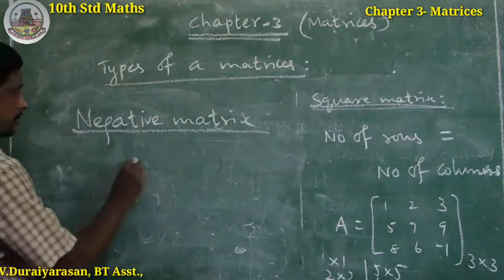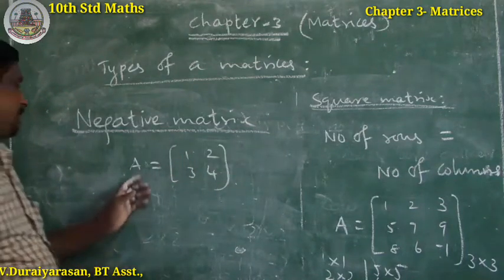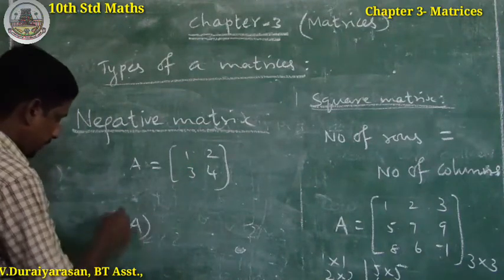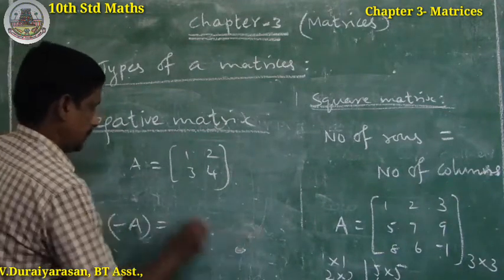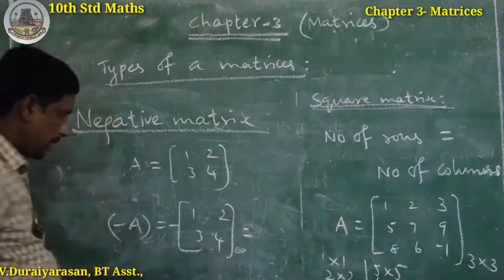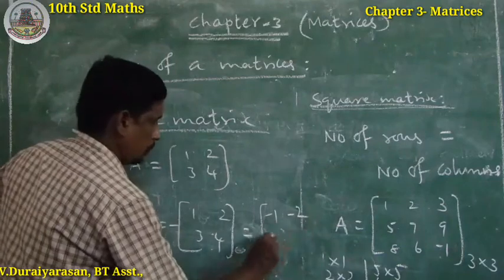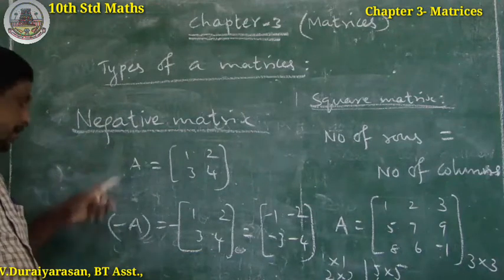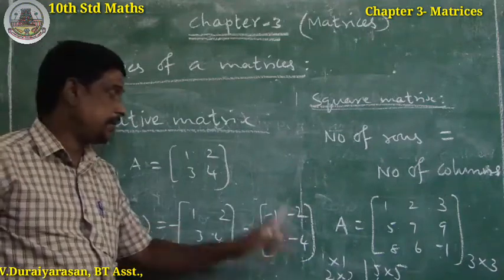Negative matrix. First, consider a matrix A equal to 1, 2, 3, 4. What is the negative matrix of A? The negative matrix means multiplying all the elements by minus. Minus A is equal to minus 1, minus 2, minus 3, minus 4. That's all.